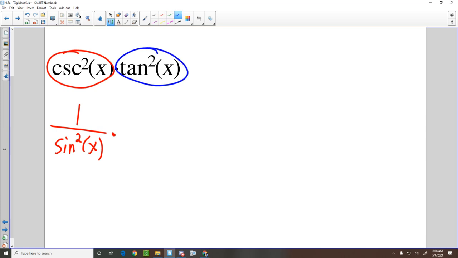Now look at the second trig function, tangent squared. Can we rewrite tangent in terms of sine and cosine? What is it going to be? Sine over cosine. Good. Now, because it's tangent squared, we're just going to make both the sine and cosine squared as well. You just bring that exponent along for the ride. So that's sine squared over cosine squared.